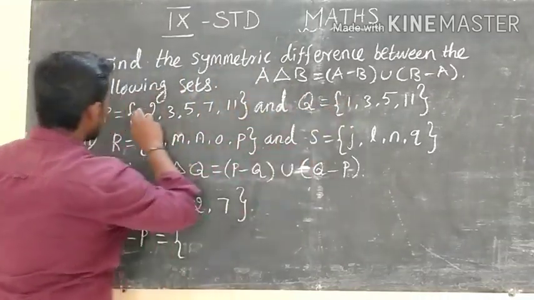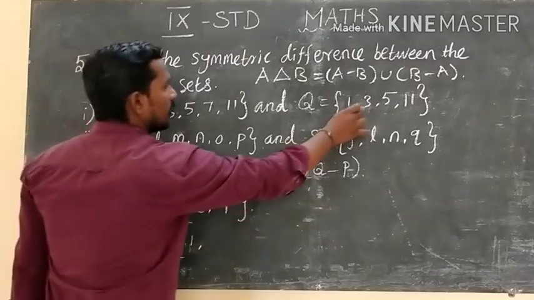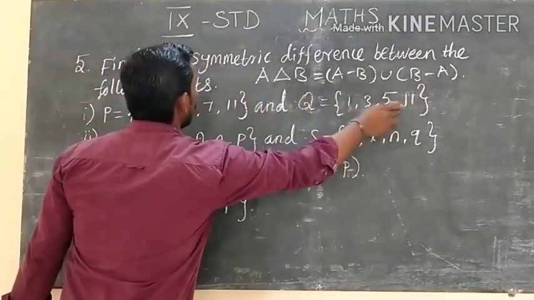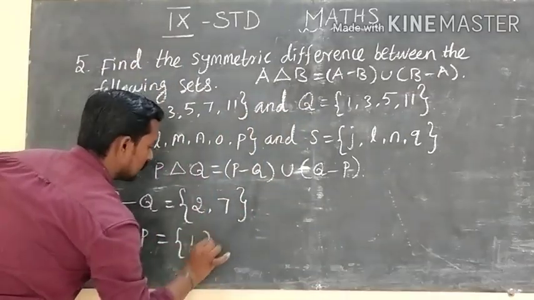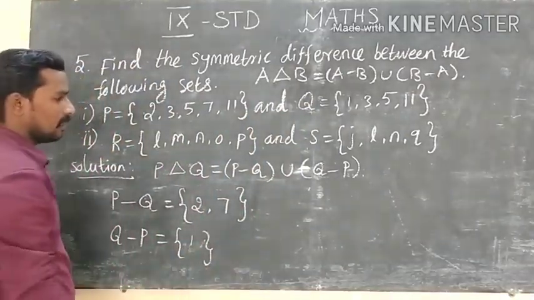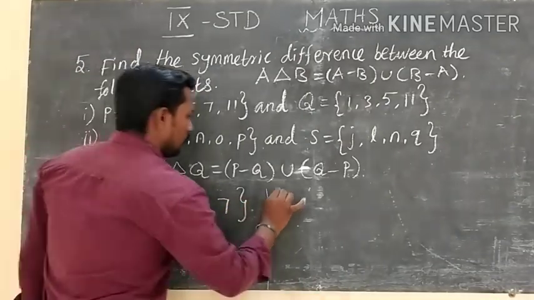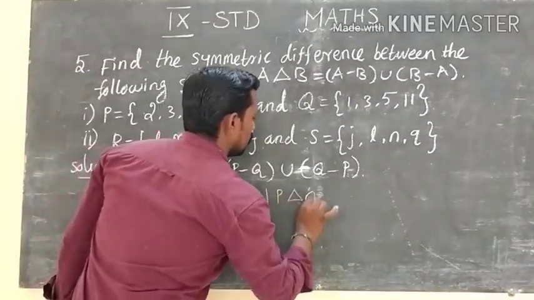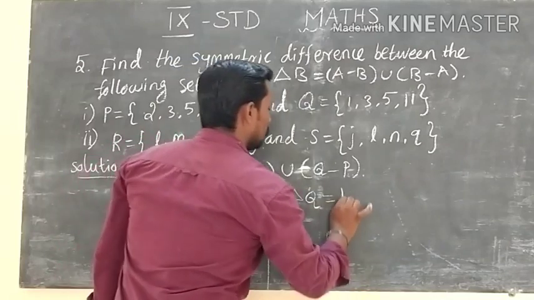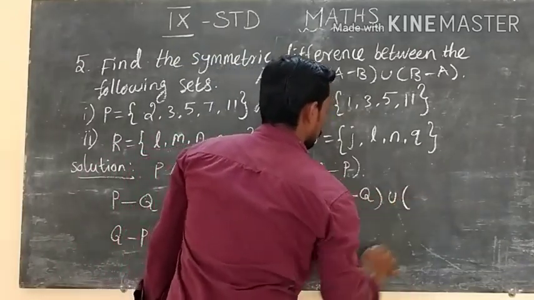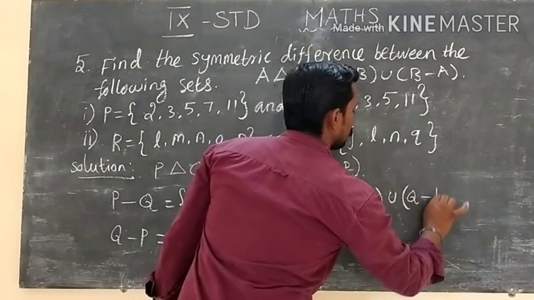So 1 here does not exist in P. Then 3 exists, 5 exists, 11 exists. So the singleton set {1} only remains. Now find out P symmetric difference Q. It is equal to P difference Q union Q difference P.